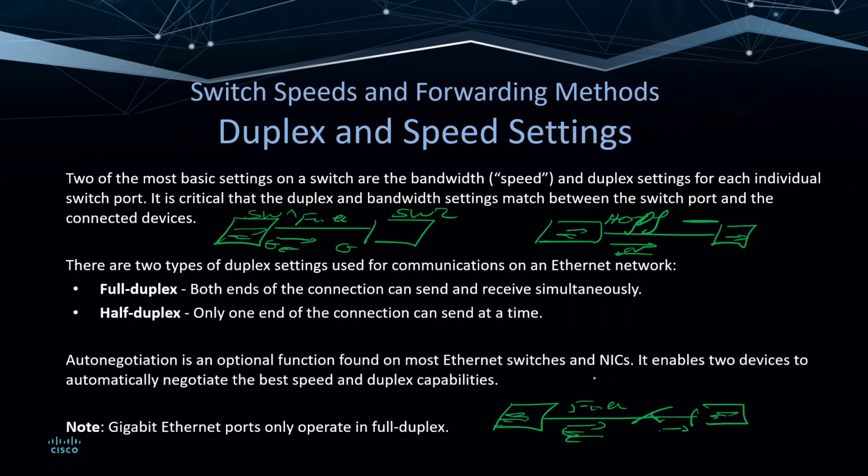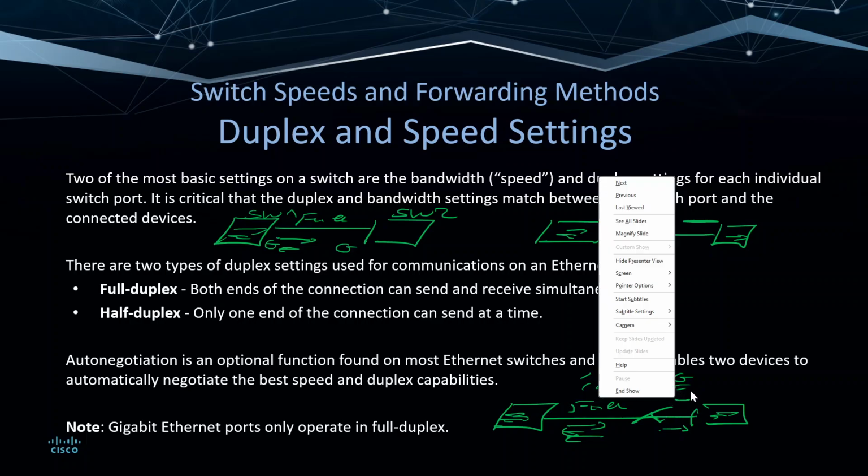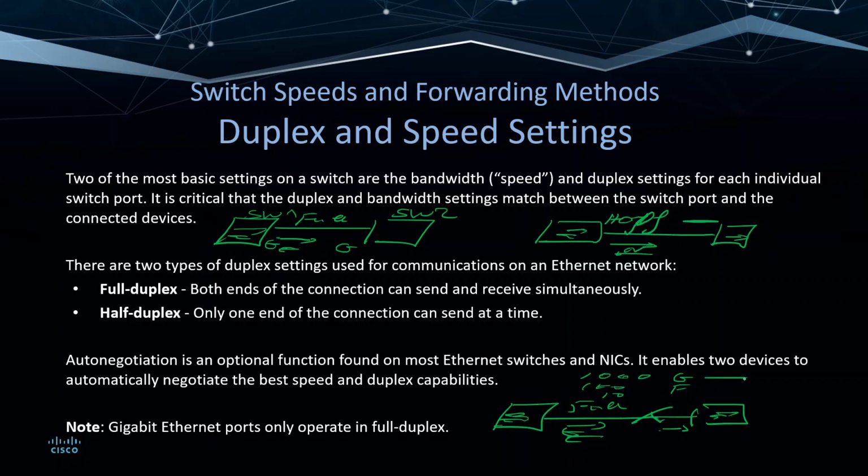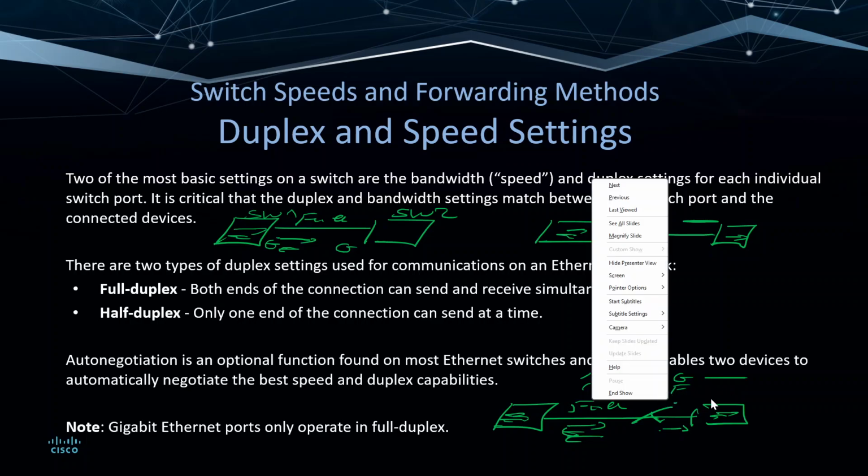The speed could be 1000 meg per second, which is 1 gig, or 100 meg, which is fast Ethernet, or 10 meg per second, which is Ethernet. So gigabit ports operate at full duplex by default. Ethernet ports operate at half duplex by default, so you need to hard code the speed and duplex.